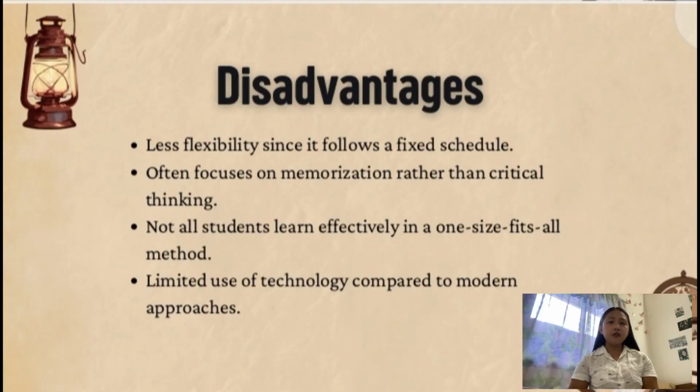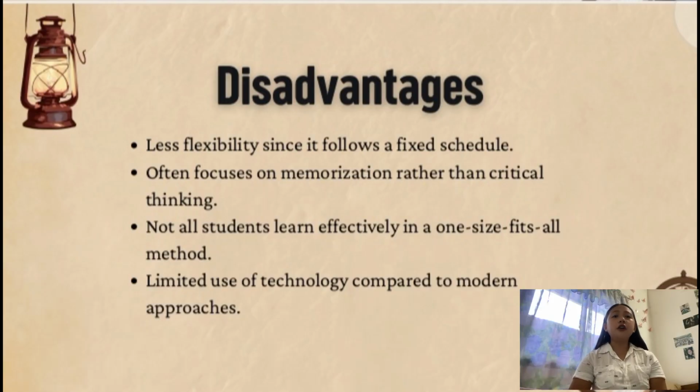However, traditional learning also has its disadvantages. So first, we have the less flexibility or fixed schedule. In traditional classes, students must follow a set schedule even if they want to learn at their own pace. So in PE, if the schedule says basketball, you have no choice even if you prefer volleyball or dance. In health, you might have to stick to the lesson plan even if your class wants to talk more about mental health instead of moving on quickly.